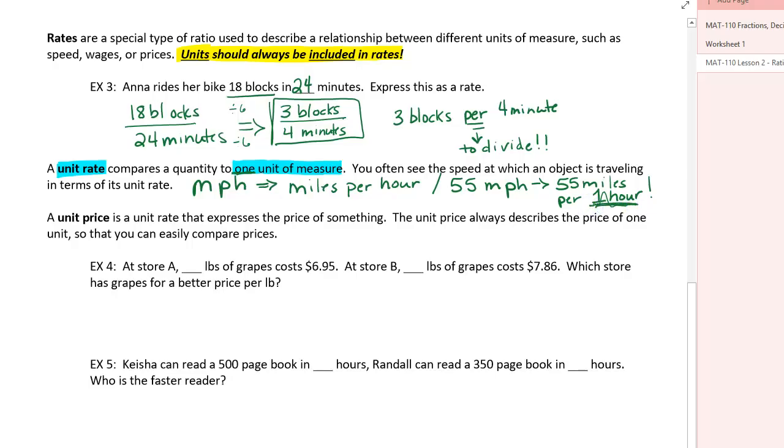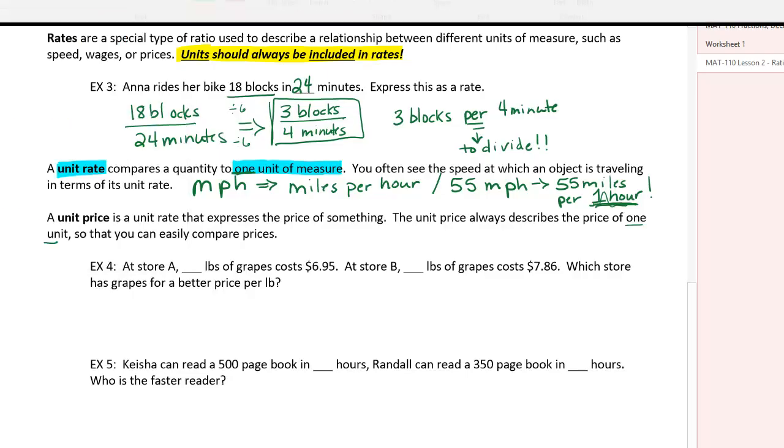A unit price is a unit rate that expresses the price of something. The unit price always describes the price of 1 unit so that you can easily compare prices. So for instance, you might have price per pound.